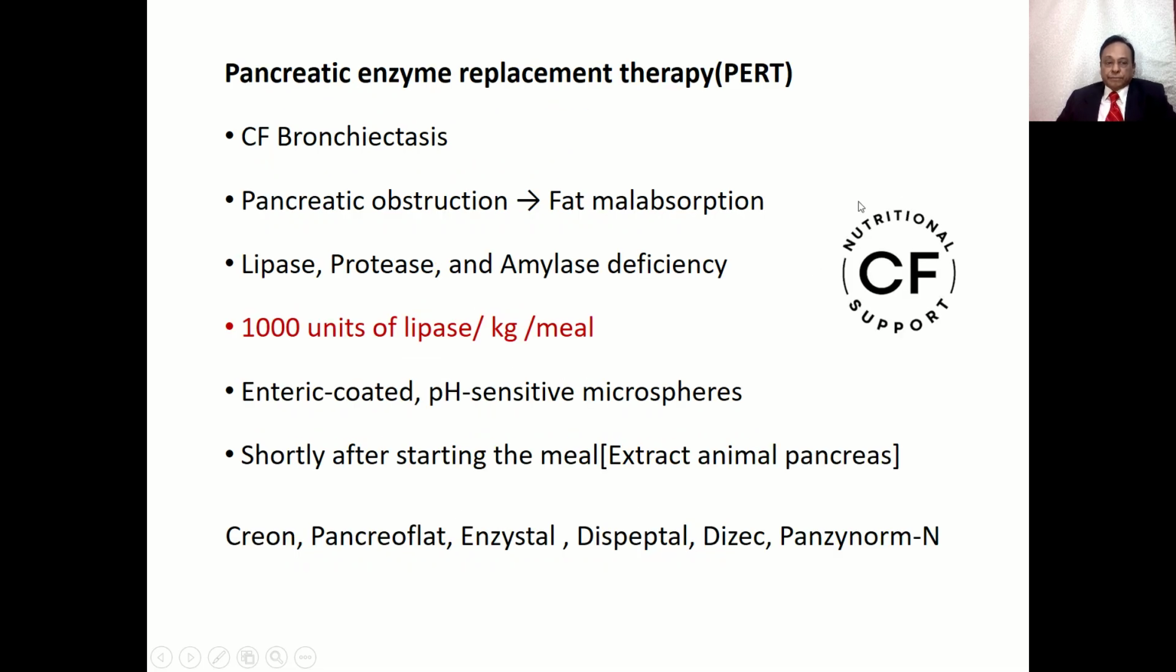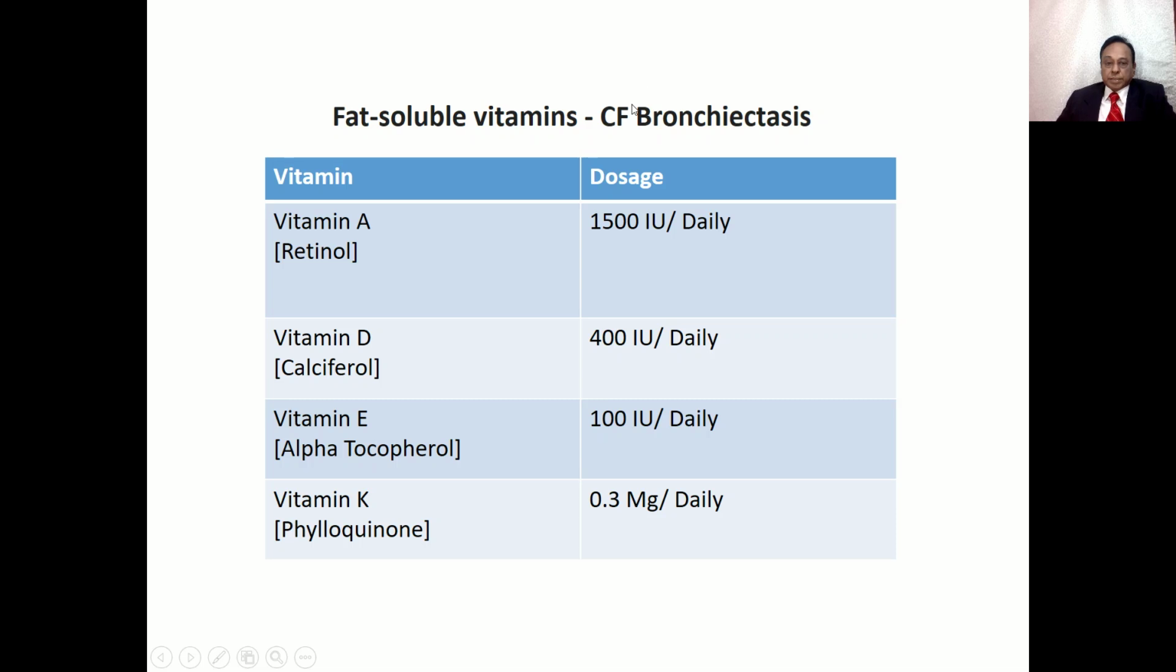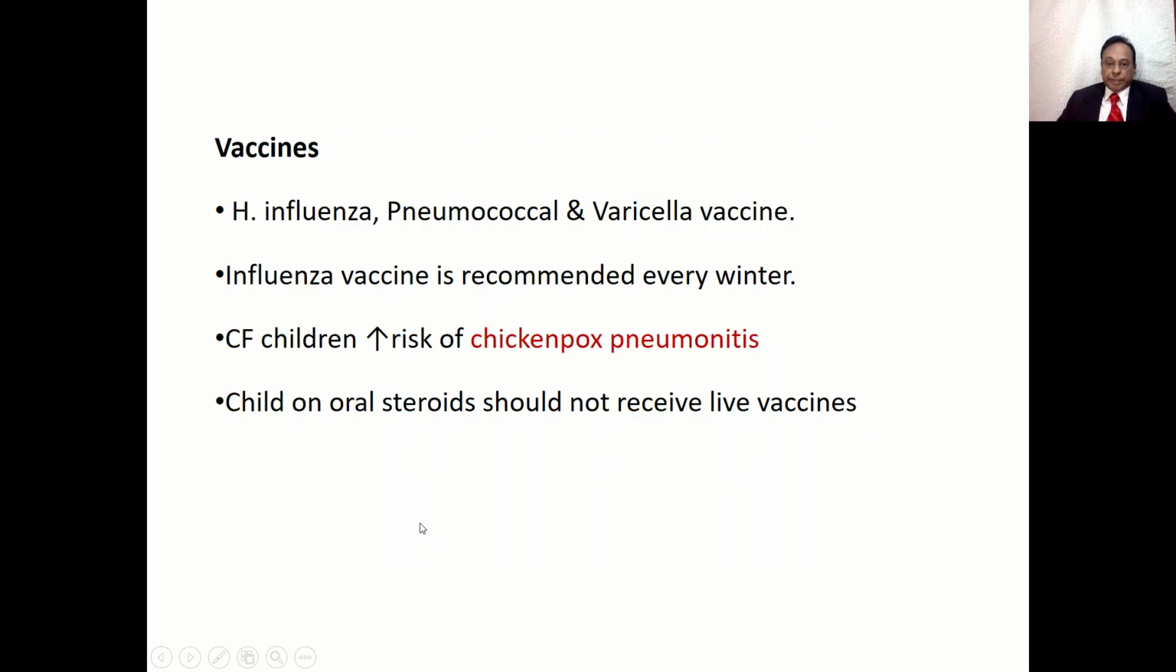I think cystic fibrosis is a different one. You naturally have to put the child on pancreatic enzyme replacement therapy, at least 10,000 units of lipase per kg you can use. And these cystic fibrosis bronchiectasis children, because of the cystic fibrosis pancreatic pathology, need fat soluble vitamins like vitamin A, D, E, K. This knowledge is very, very important.